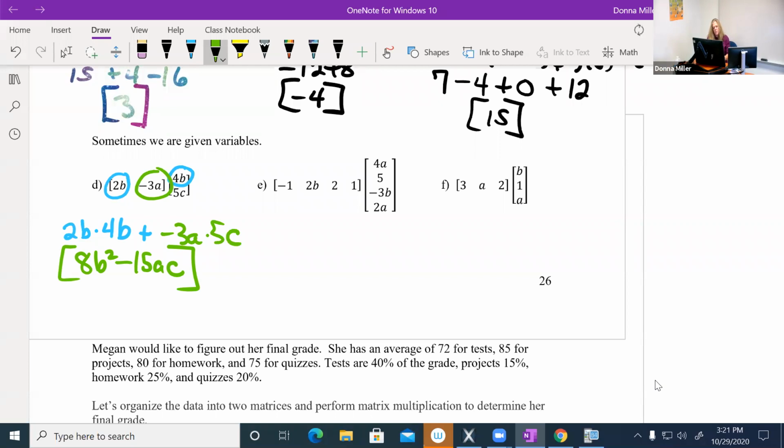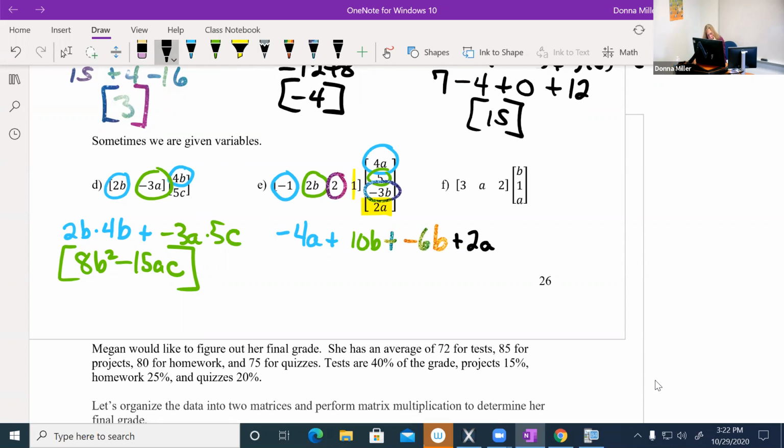Okay, let's do this one. We're going to work across the row and down the column. So I'm going to do -1 times 4a, negative 4a, plus 2b times 5. That would be what? 10b. And we'll do plus 2 times negative 3b, so that would be negative 6b. Is that right? And the last one, we'll do 1 times 2a, which would be 2a.